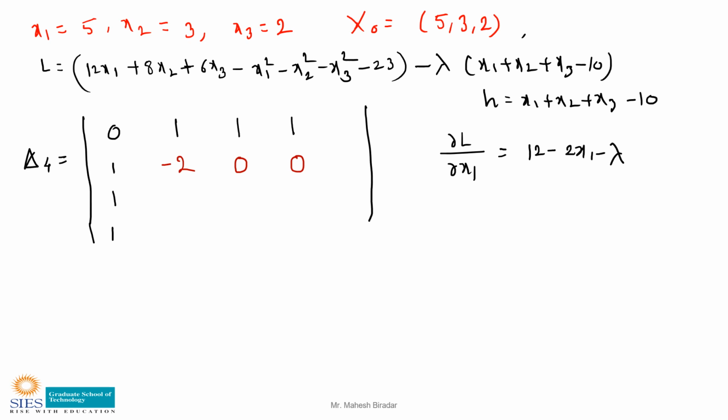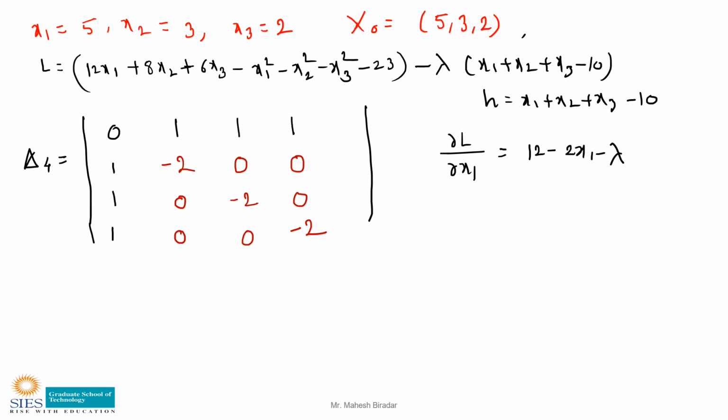Similarly, we have dou L upon dou x2. You can differentiate it with respect to x1. You will get 0, with respect to x2 minus 2, with respect to x3 0. Then the third equation also 0, 0 and minus 2. So this is delta 4.